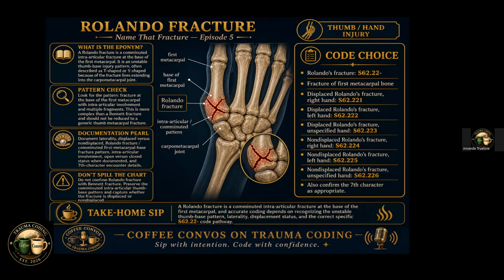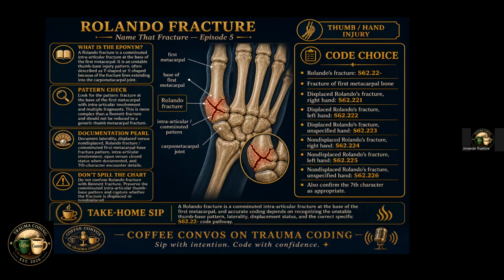Well, that's a lot to take in. I know we should have poured a whole pot and a half probably for this episode, but the key detail I want you to pay attention to is that word comminution or comminuted. That's going to be especially important here. That's going to be how we keep from spilling our chart when we're trying to assign these codes.